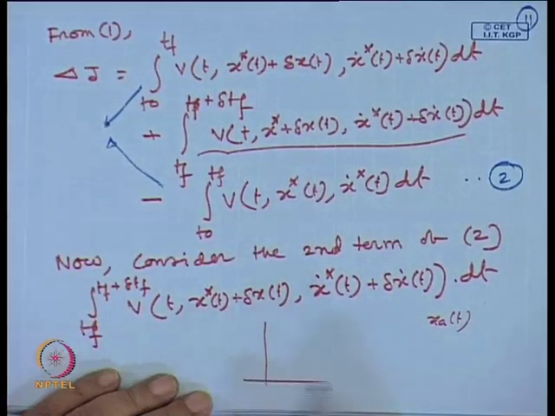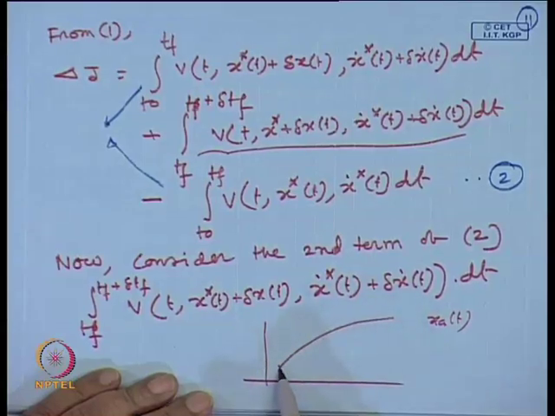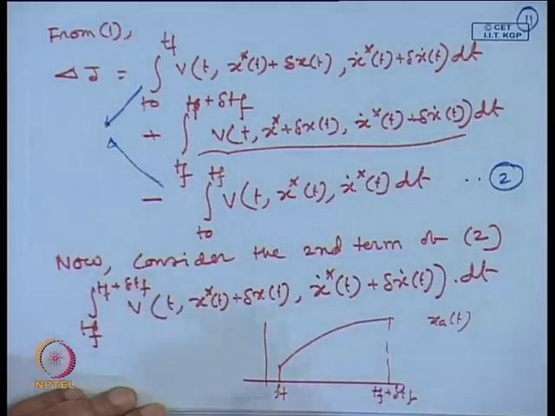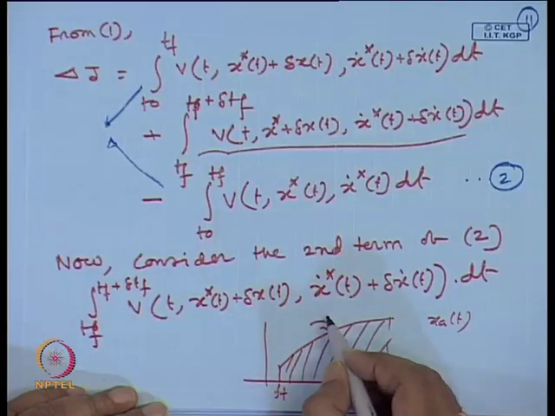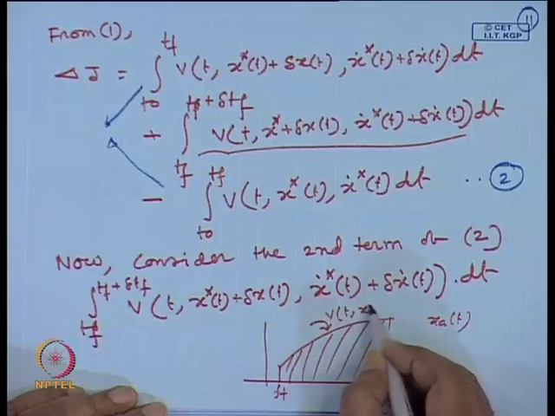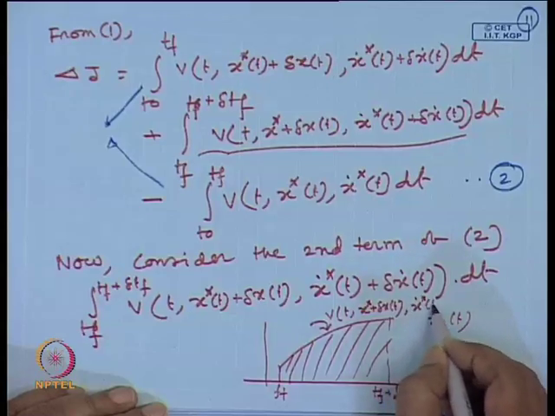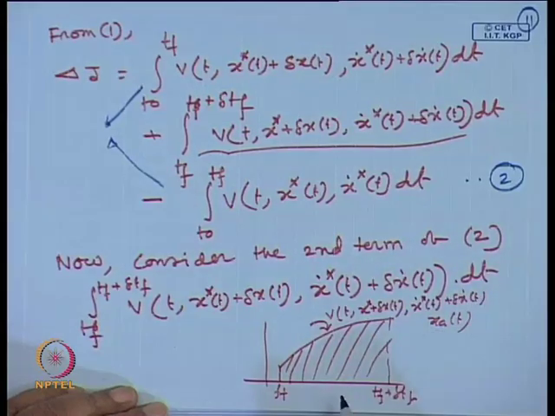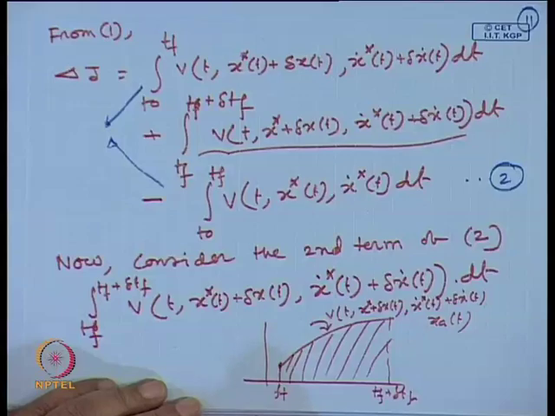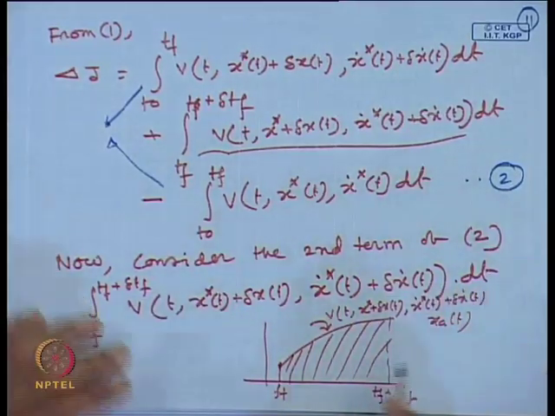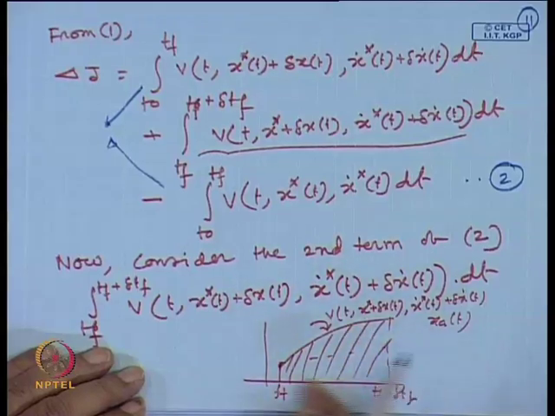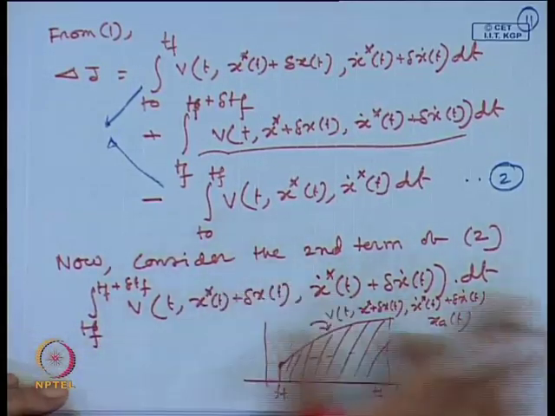So, what we expected? It is something like this. It is t f, I am just magnifying that one, and t f plus delta t f. What is this? Area under this curve during this period. If it is v t, x star plus delta x t, and this is x dot star t plus x dot dot of t, what is the area under this curve I can find out? Because delta t f is very small, though I have amplified it to show you, this is nothing but an area, approximately I can write it as the area under this rectangular curve.